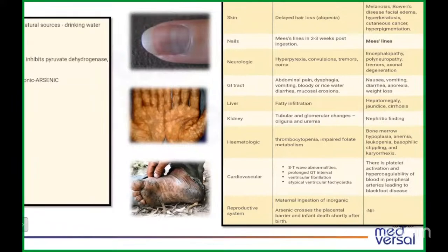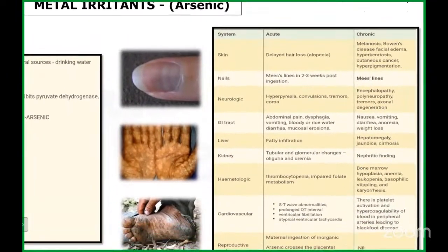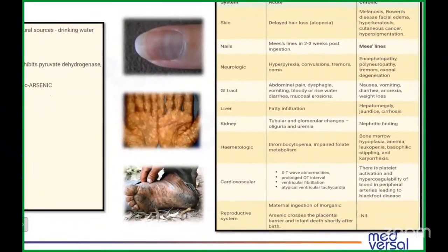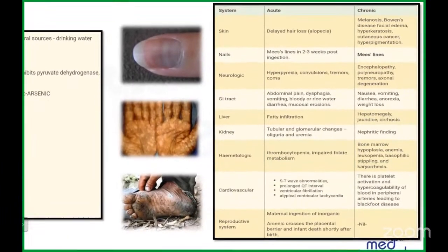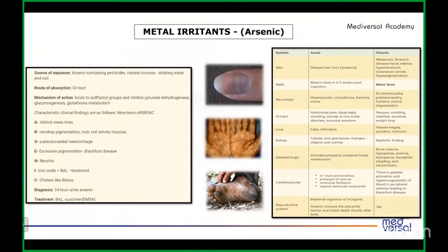So what was asked basically in the exam is Mees lines, alopecia, oliguria and uremia. These are found mainly in acute poisoning. Because this question has been asked, I wanted to include this slide. I hope you'll take a quick look at these points. Most of these points are no-brainers. Anytime you hear the word convulsions or coma, these are always going to be acute effects. But take a special look at Mees lines, hyperpigmentation, and Blackfoot disease. These are all chronic changes.